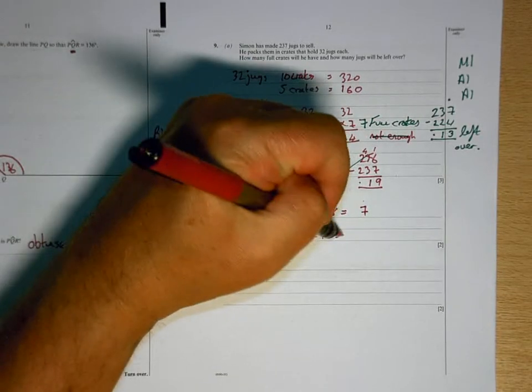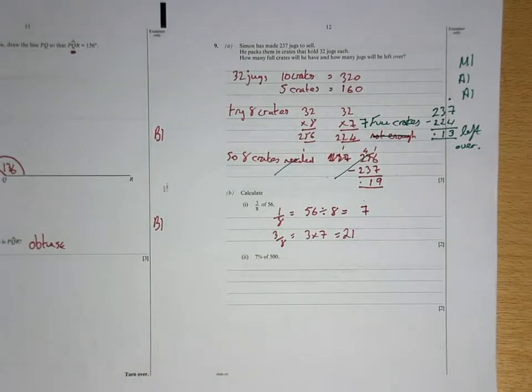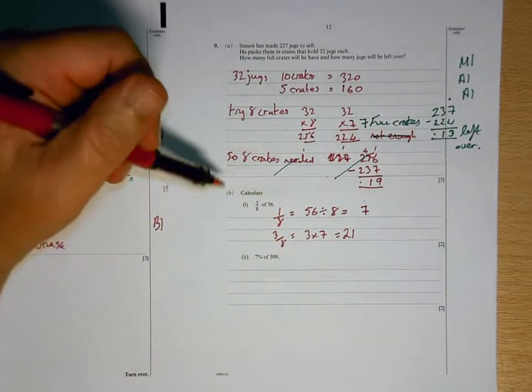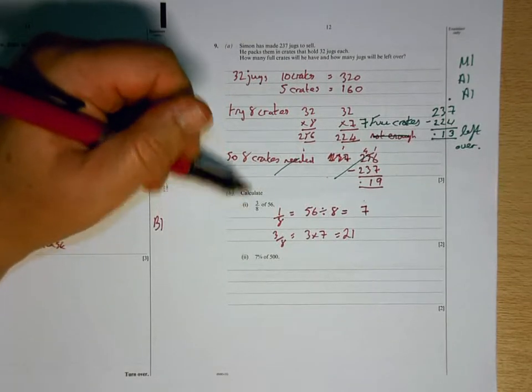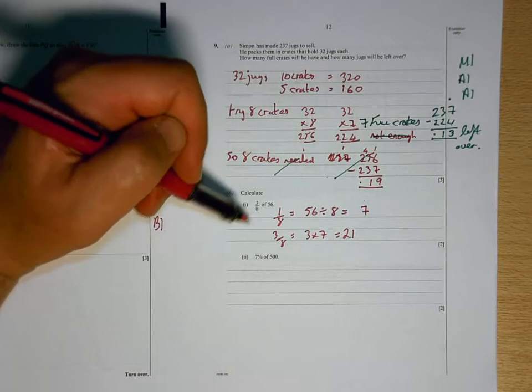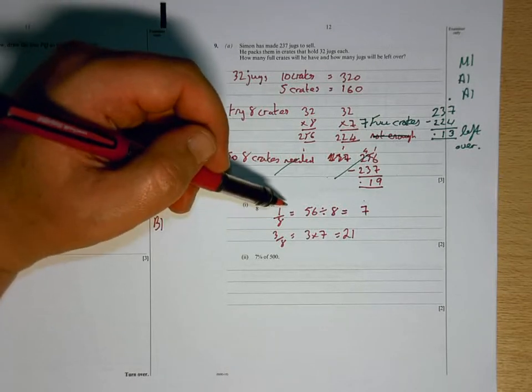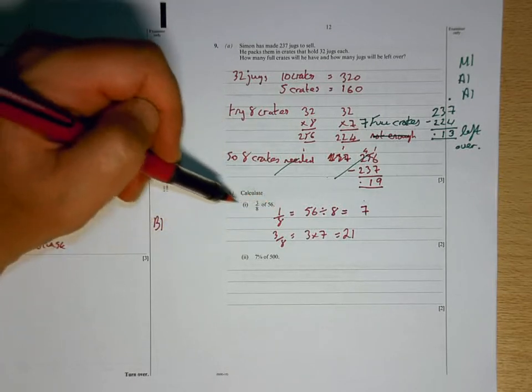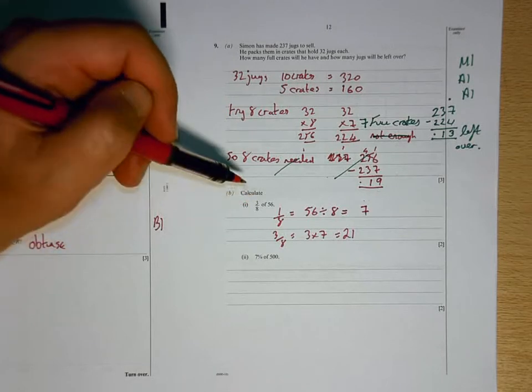So when you're finding fractions of a quantity, find one of the fraction first of all. So 1/4 you divide by 4, 1/10 you divide by 10, 1/8 you divide by 8, and then multiply that by however many of that fraction you've got. So I've got 3 here, so I'm timesing it by 3.